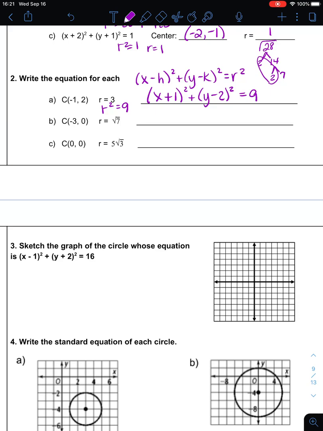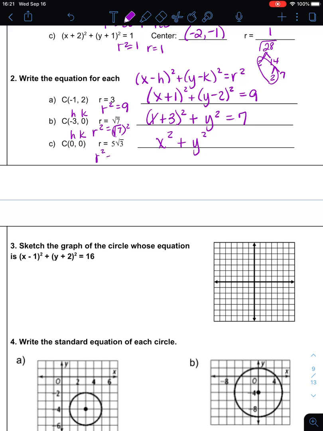The next one, we have h is negative 3, and k is 0. So we would have x plus 3 squared plus y minus 0, or just y squared, is equal to, well, if r is the square root of 7, then r squared is the square root of 7 squared, which is 7. The square root of 7 times the square root of 7 is 7. Then we've got our h and our k is actually at our origin this time, so it's going to be x squared plus y squared, or x minus 0 squared, and y minus 0 squared.